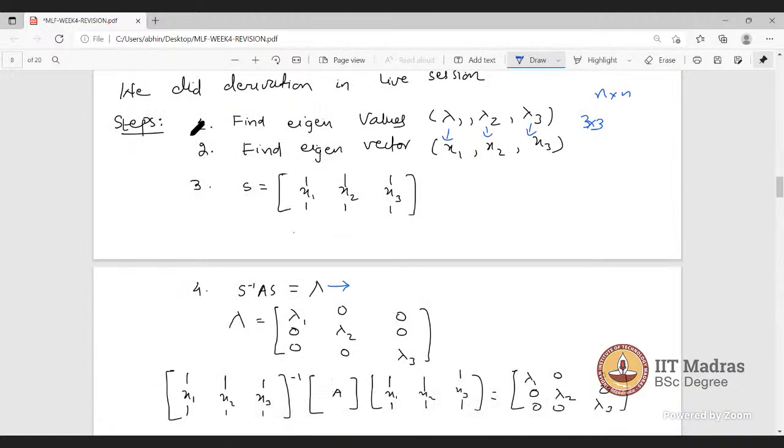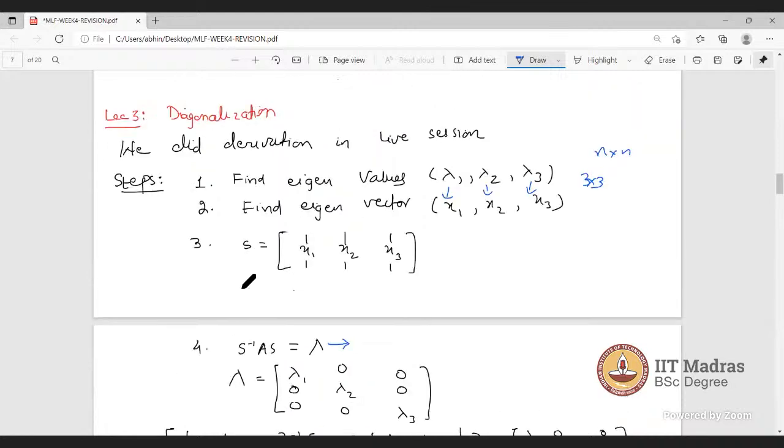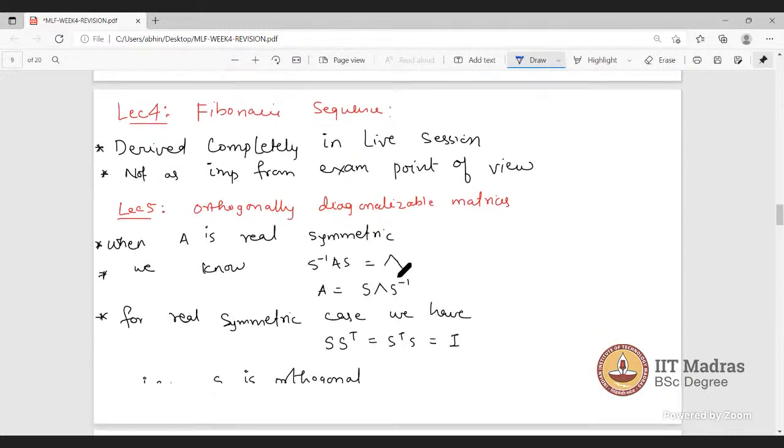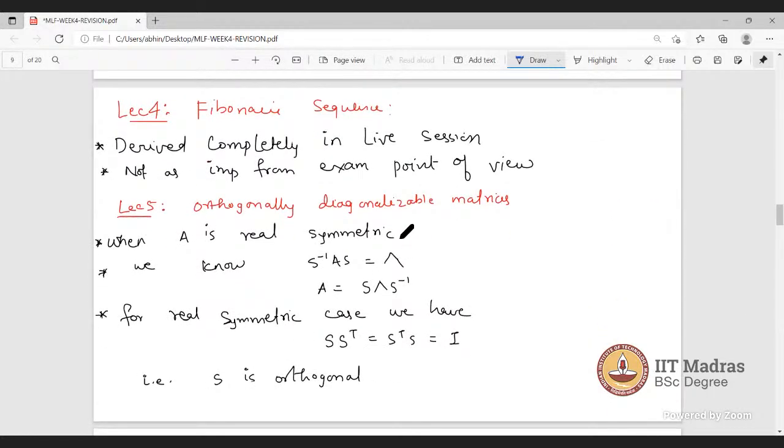So this is the diagonalization part, and these steps 1, 2, 3 and 4 you should keep in mind. You can diagonalize any given matrix if you have a sufficient number of independent eigenvectors, by using these methods. The next lecture is the Fibonacci sequence. All the things were derived completely in the live session, and it is not that important from the exam point of view because it is one of the applications of diagonalization. You can see it through the lecture only.